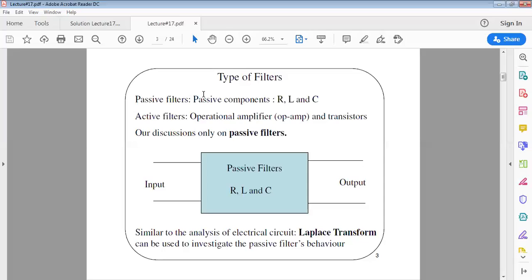Okay, this will be the layout, the block diagram of our system. We have the input, and we have the system, in our case the filters having the R, L, and C components, and then we have the output. So in our case, we are going to apply the Laplace transform, which can be further used in investigating the filters' behavior. Our main tool in order to analyze the filters is the Laplace transform.